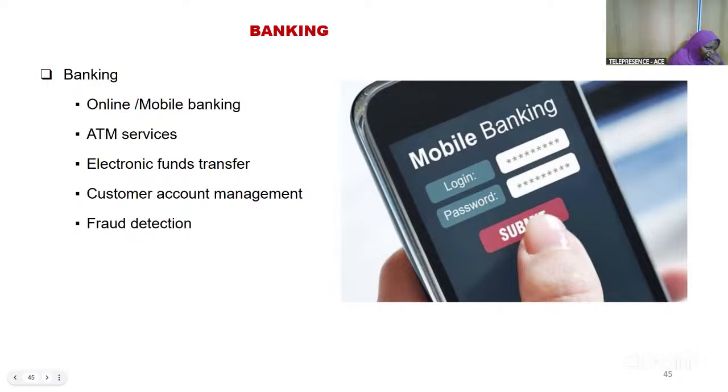So for the banking system, you can now have online and mobile banking. You can have ATM services. You don't have to queue in the banking hall. If the system is working fine, there are so many ATMs that you can go to withdraw your cash. And of course, there is electronic funds transfer. And you have facilities to manage customer accounts and even detect fraud. So in office automation with respect to the banking industry, life is so good now with all these up-to-date technologies.